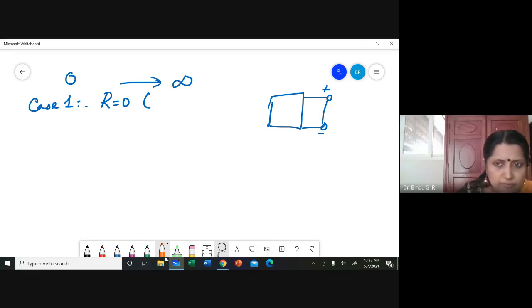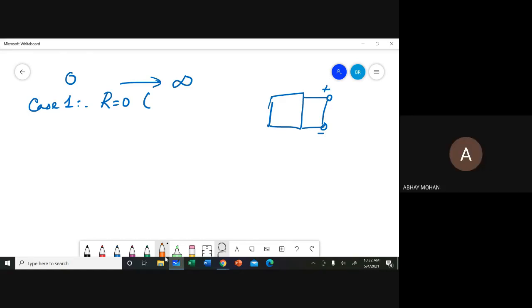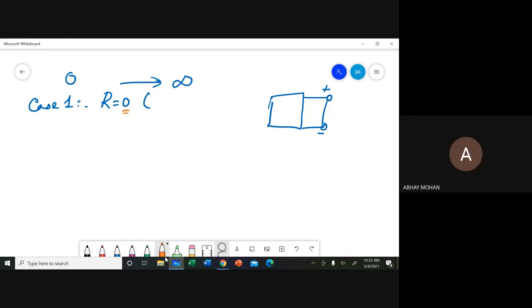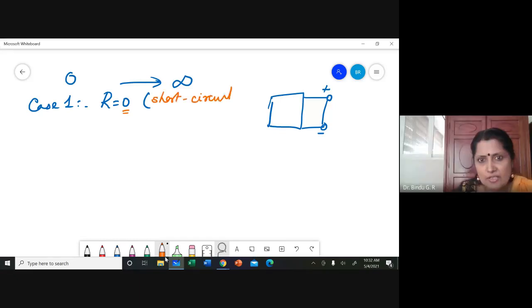Ma'am. Who is speaking? I'm Abhay. What do you mean by resistance 0? It acts like a wire, just connecting wire. Short circuit. Exactly, short circuit.